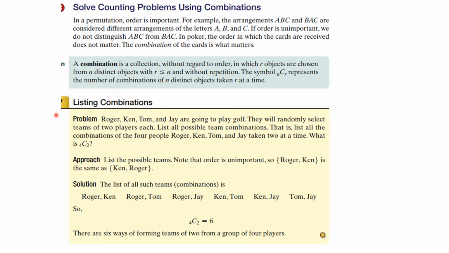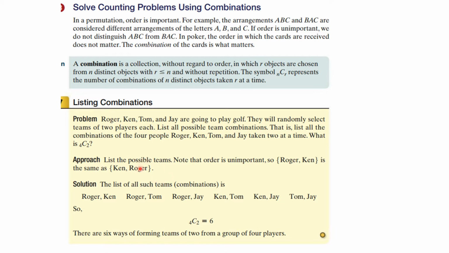All right, let's do an example. This is listing combinations. Suppose that Roger, Ken, Tom, and Jay are going to play golf, and they will randomly select teams of 2 players each. List all possible team combinations. And so what we're really doing is, there are 4 players, and we're selecting 4 choose 2. How many different ways can that be done? And again, it just matters who's playing together, not in which order they were assigned.